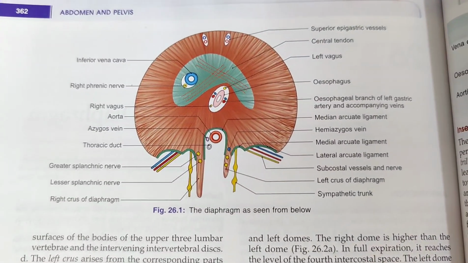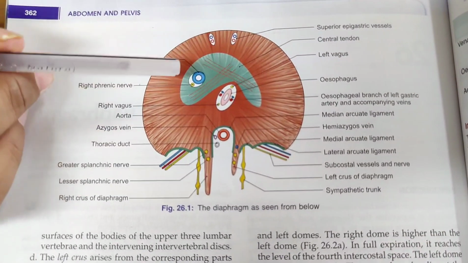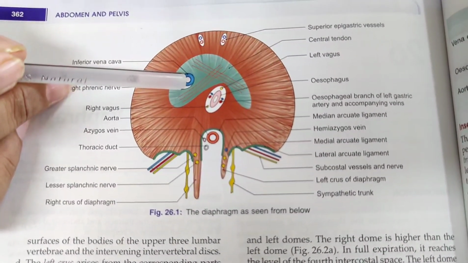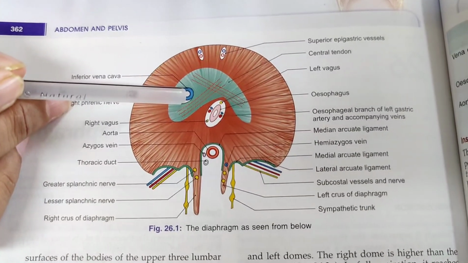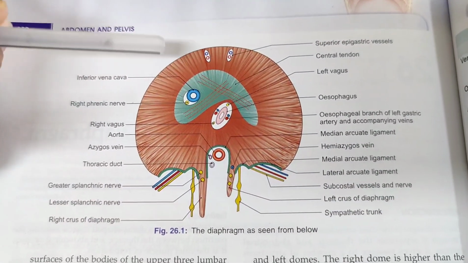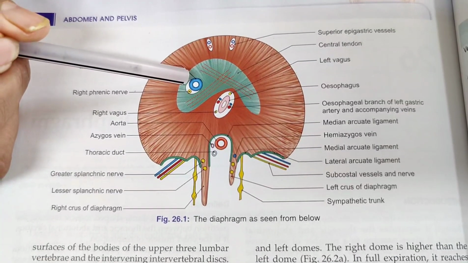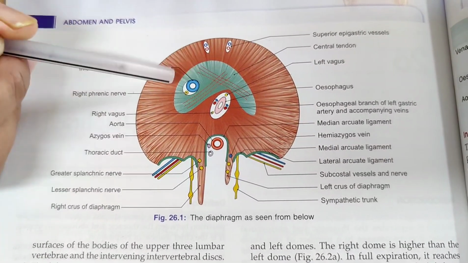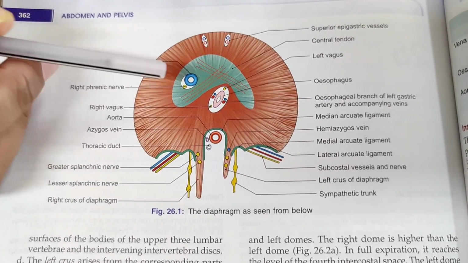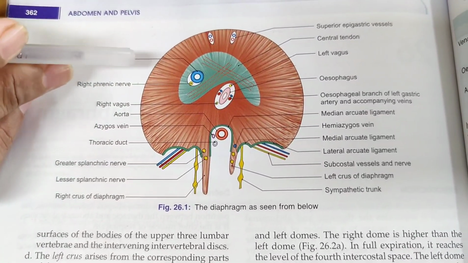Now we will see the vena cava opening first. It is situated in the central tendon of the diaphragm, opposite the disc between the 8th and 9th thoracic vertebra. This vertebral level we have to remember, and it is situated 2.5 cm to the right of the midline. It is shaped like a quadrilateral.